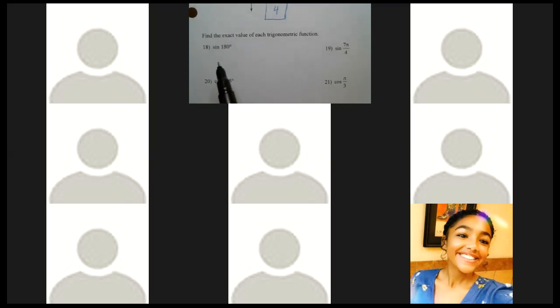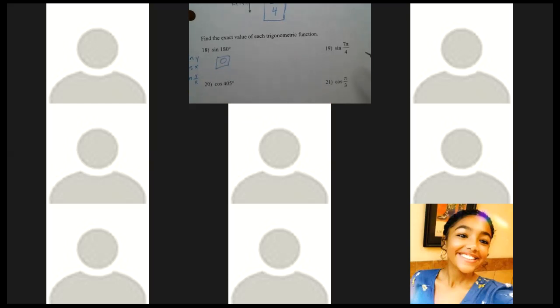So sine of 180 degrees. Now keep in mind sine is y, cosine is x, and tangent is y over x. So what is the y coordinate of 180 degrees? Zero. Yep. So sine of 180 degrees is 0. Okay.